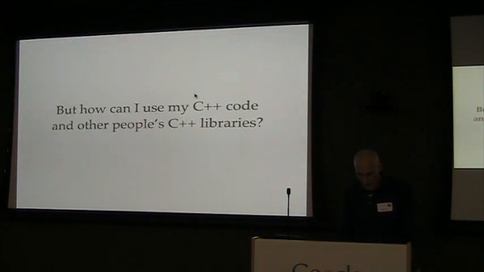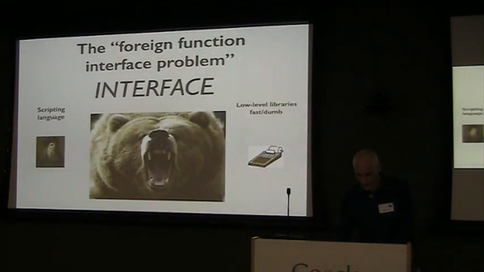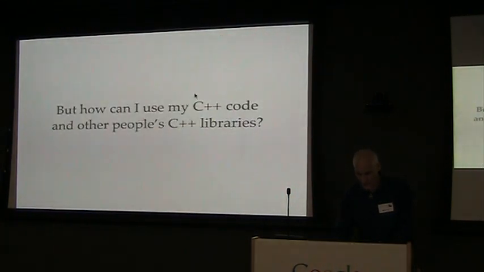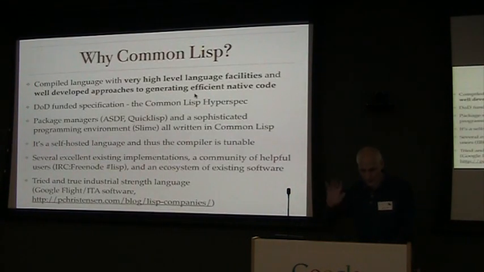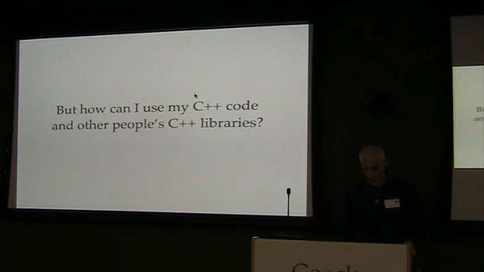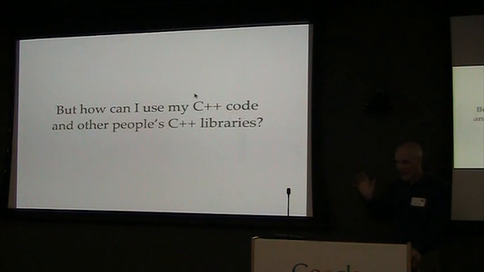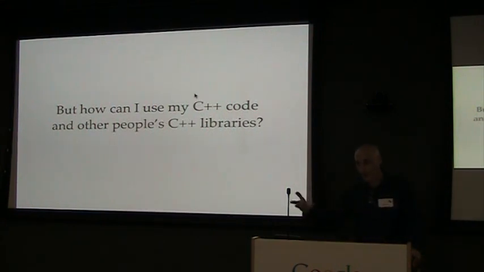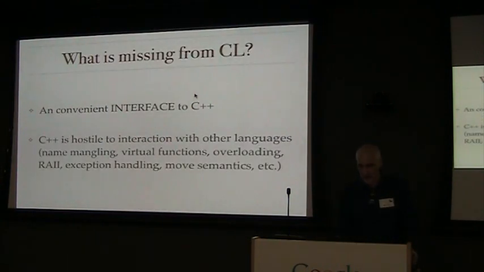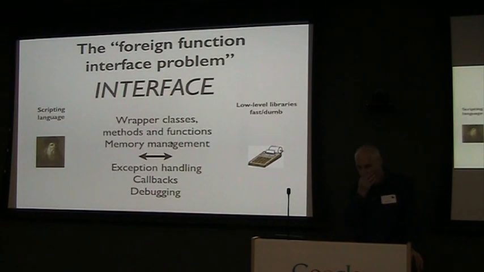You know what, I'm going to go out of sequence here, because I'm already talking about this. All right, so I don't need to say why Common Lisp. I'll thread that in as we go along. But the big deal was, how do I get my C++ code and other people's C++ code working with Common Lisp? I didn't want to spend the rest of my life writing a function interface. Okay, because that's what I saw was missing with Common Lisp and C++. It's hostile to interaction.